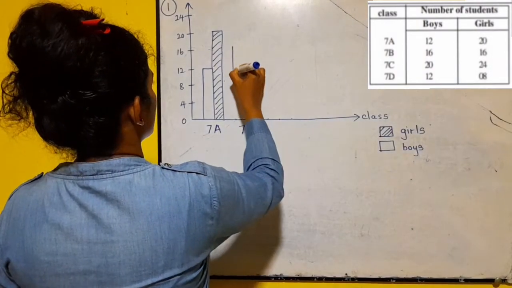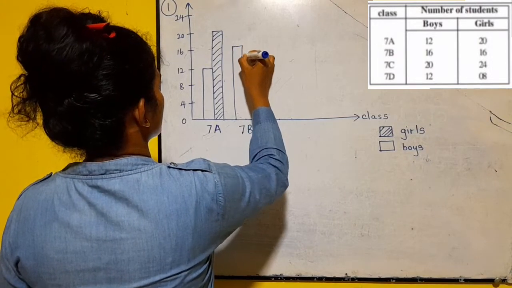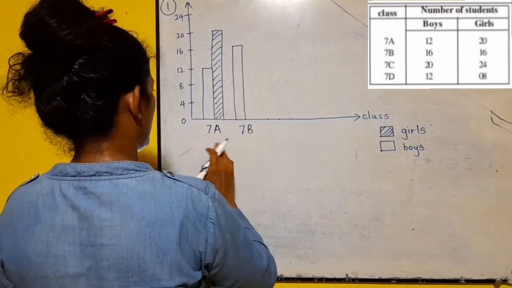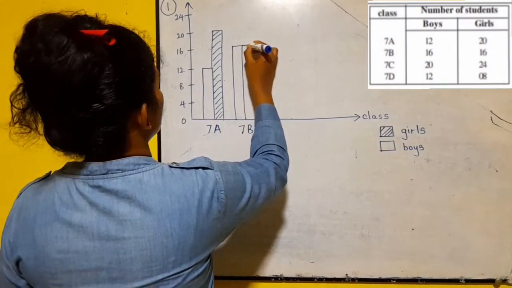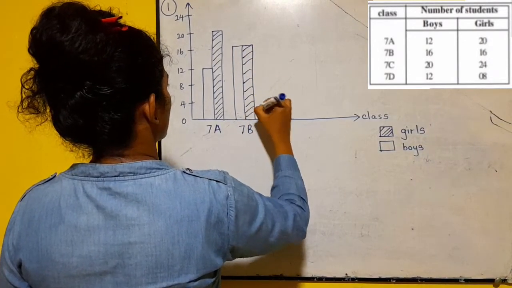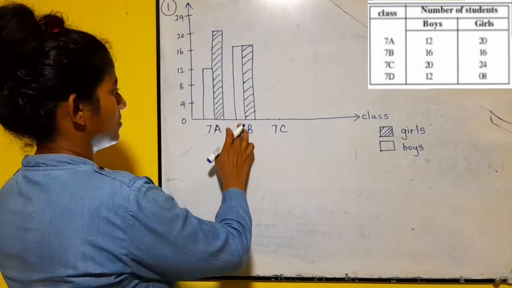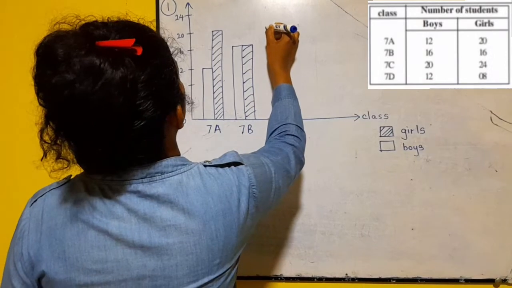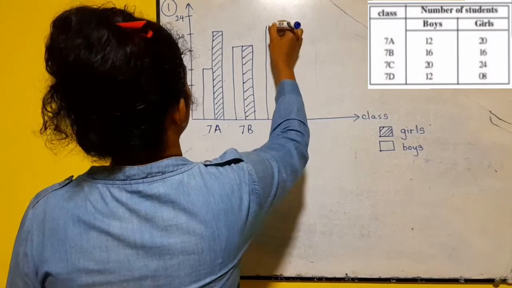First we will denote that 16 girls and 16 boys. The first bar is for boys because this symbol denotes boys and this one for girls. The same values. Then for 7C, first you have to mark boys. 7C we have 20 boys and 24 girls.